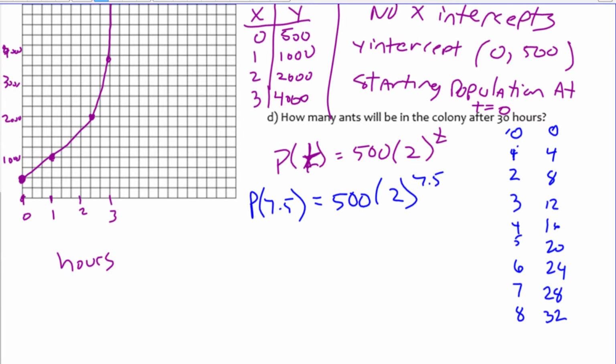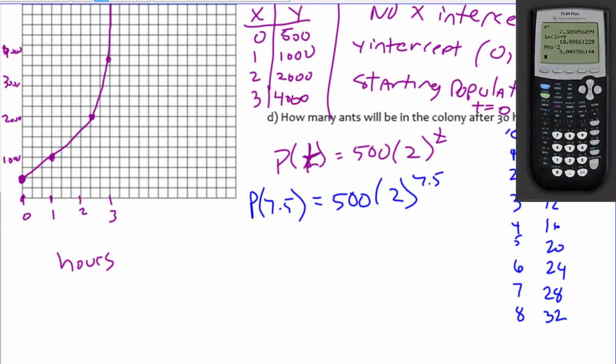I'm going to bring up my calculator again so that we can see what this comes out to be. And so I'm going to say 500 times 2 to the 7.5. And so after 30 hours, we're expecting there to be somewhere about 90,510 ants in the colony. So I'm going to say P of 7.5, about how many ants will be in the colony after 30 hours. We're saying about 90,510 ants.